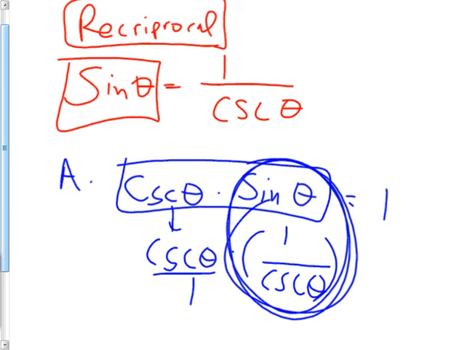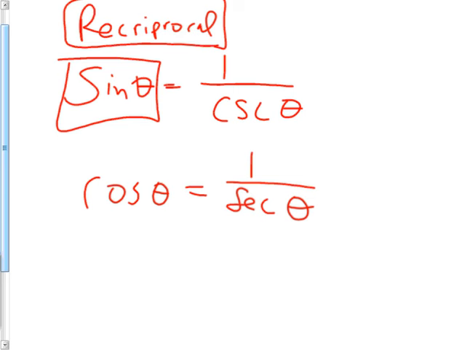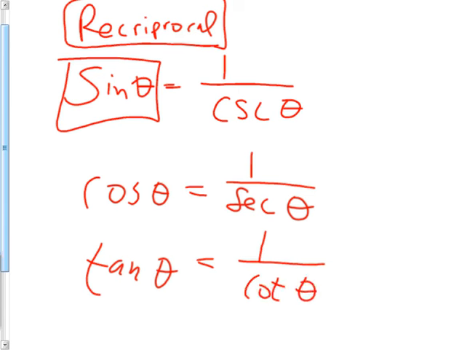Now let's get another reciprocal function. You should be able to do this without me. What's the next one? Cosine of what? To keep consistent, theta, is equal to what? 1 over secant. Good. That's the second one. I think the third one is tangent of theta is 1 over cotangent. Good.